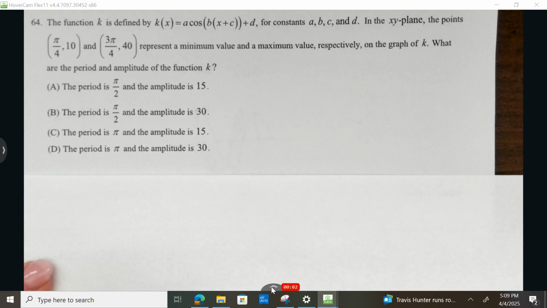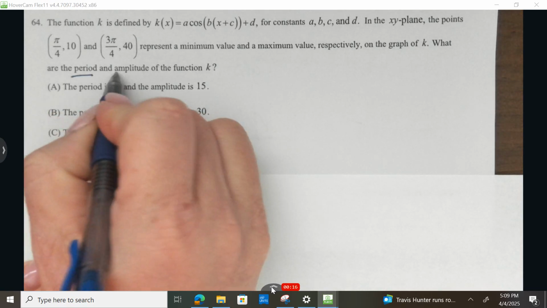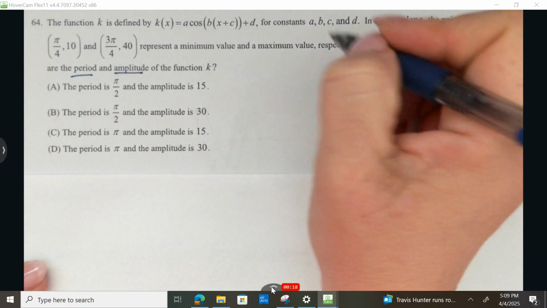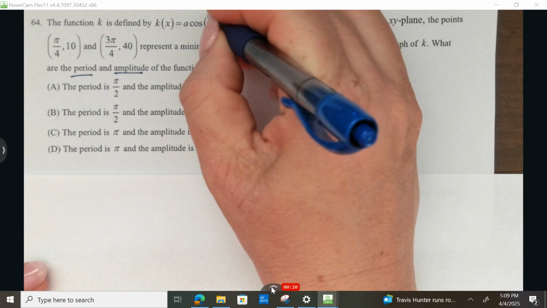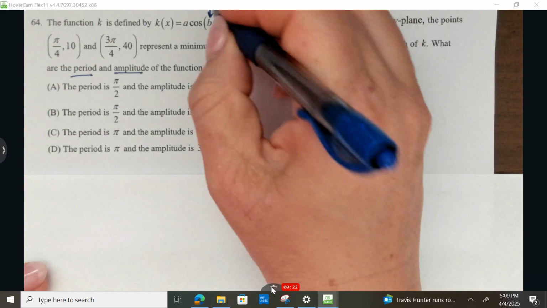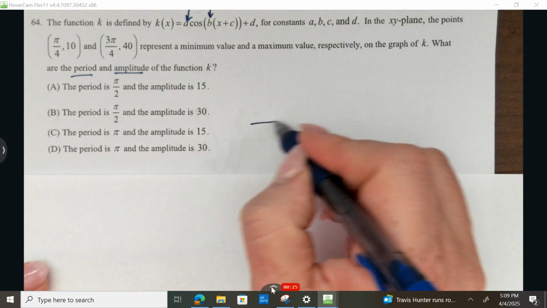Let's take a look at number 64 from Unit 3, MCQ Practice, Materials by Brian Passwater. In this problem, what are we trying to find here? I'm looking up above. We're given these 2 points, the minimum and the maximum. What is the period and the amplitude? Okay, gotcha. So period and amplitude. Ultimately, I need to know what is the B, and I need to know what is the A.